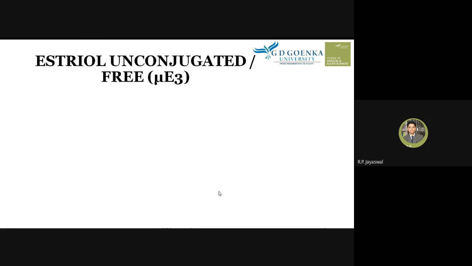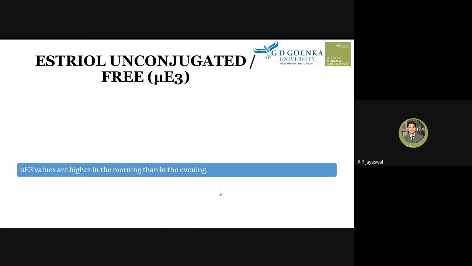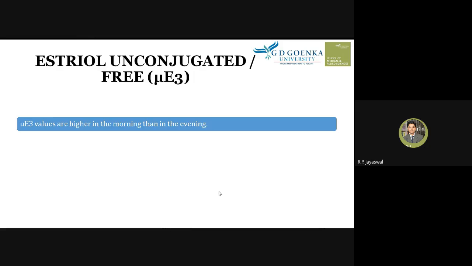Estriol unconjugated free, which is uE3. The nomenclature of the test is estriol unconjugated free. And here the estriol values are higher in the morning than in the evening. This is what we need to understand, that at morning time the value is on the higher side, and in evening time the value is on the lower side.